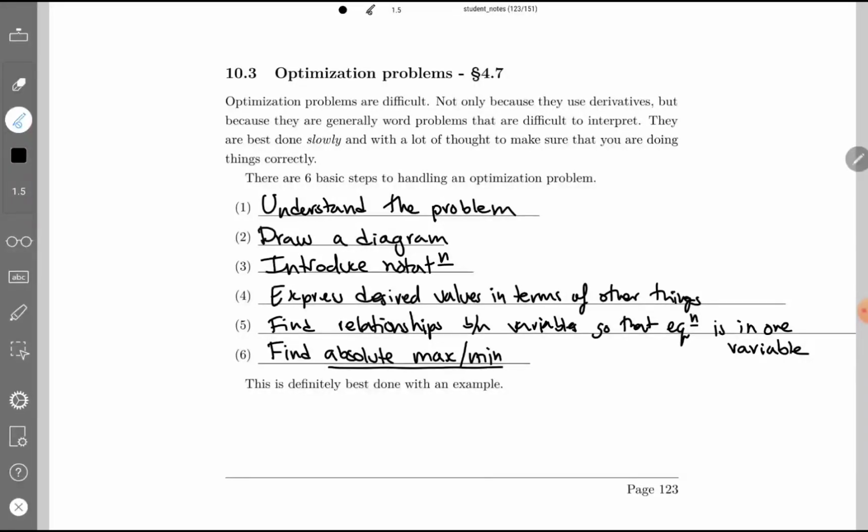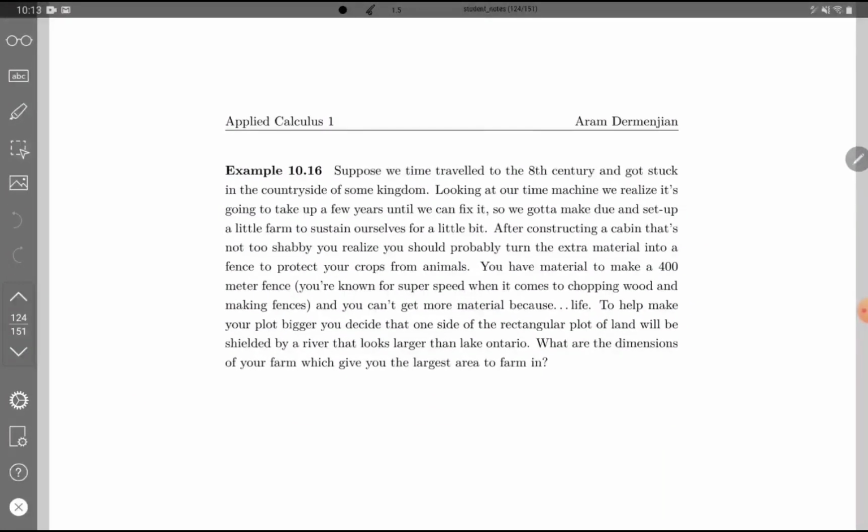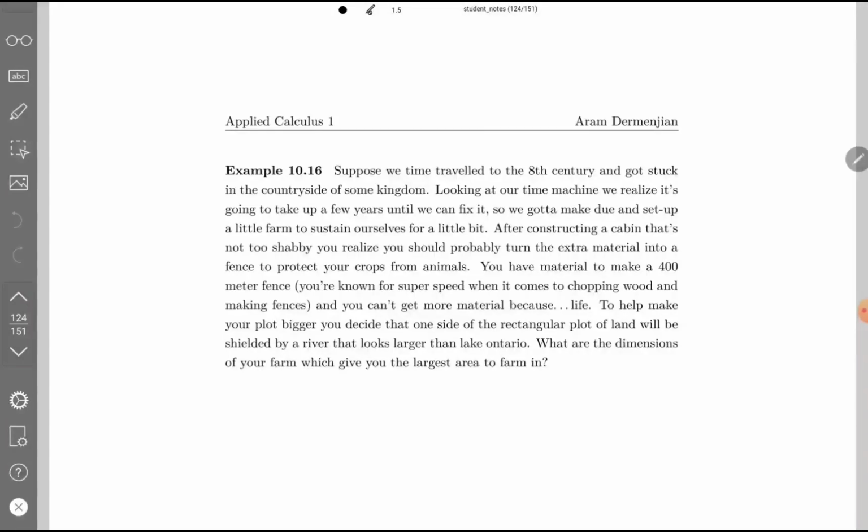So what are these problems going to look like? You guessed it, they're going to look exactly like word problems. So let's look at an example. In this example, we're traveling to the 18th century. We time traveled and somehow got stuck in the countryside of some kingdom. Our time machine broke down, basically.